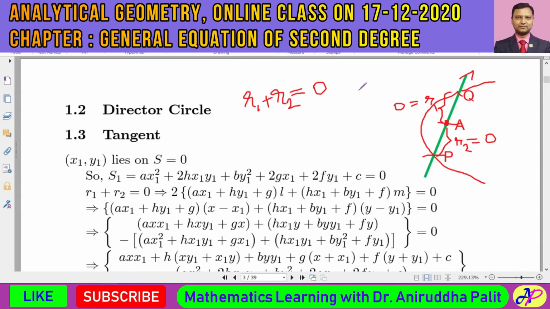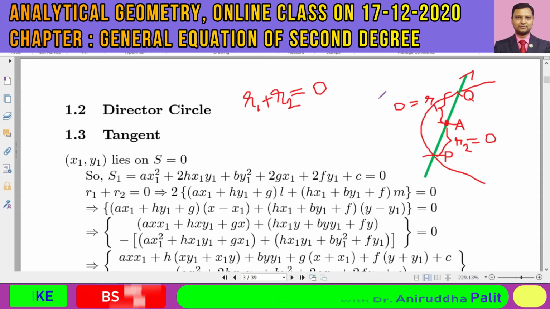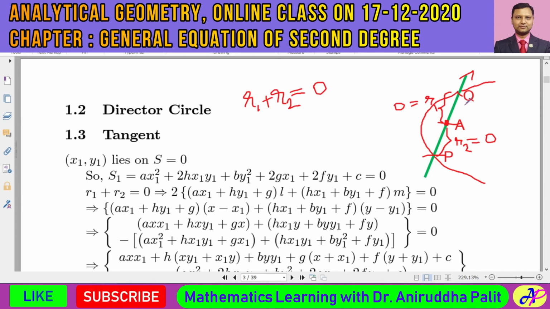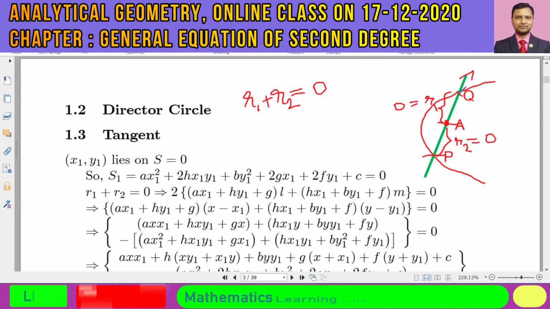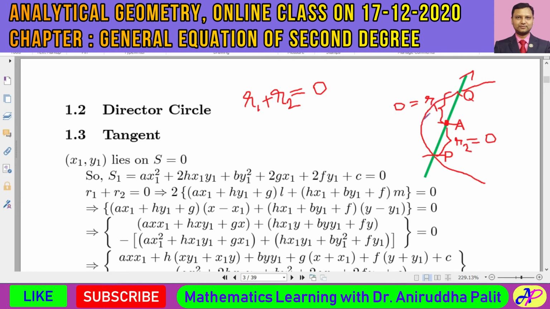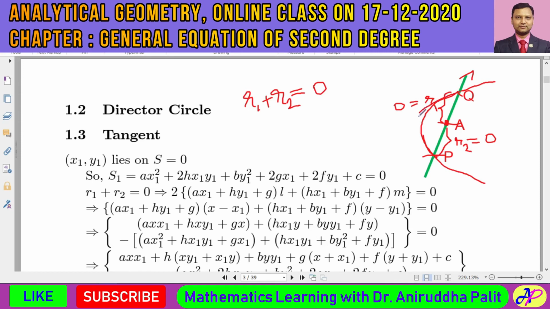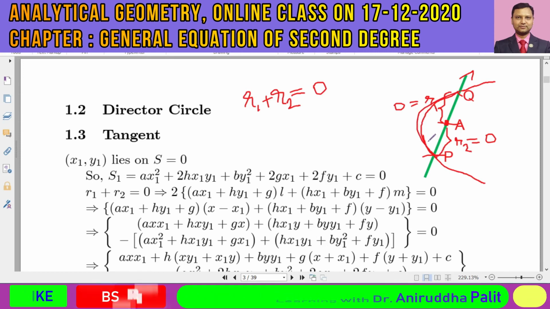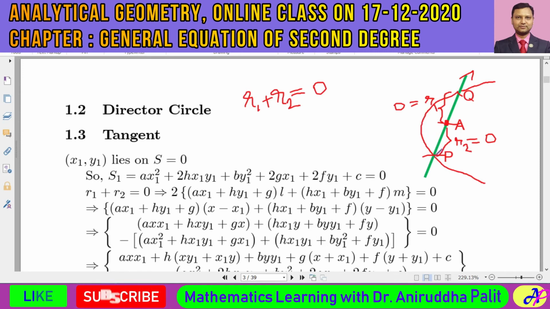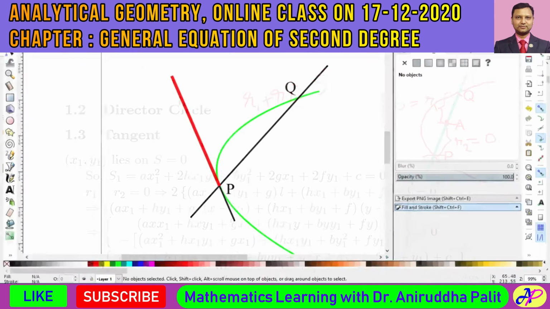Sir, please explain that R1 plus R2 equals 0 part once more. I am going to say that when the point Q is different from P, R1 is not equal to 0 and R2 is not equal to 0. But when the point Q goes towards the point P in the limit along this curve, and ultimately for the tangent, what we should have? Q must be coincident with this P, that I already demonstrated in this first picture.